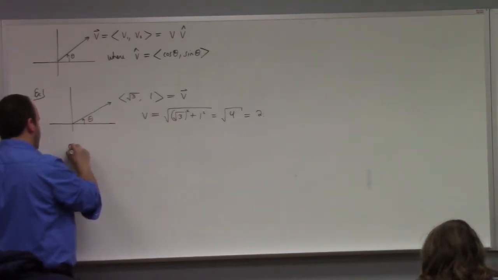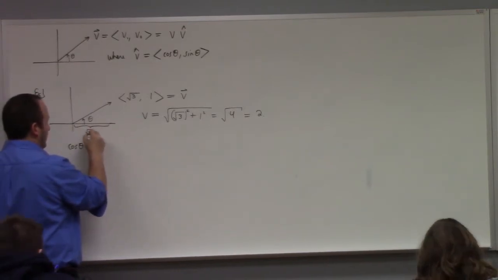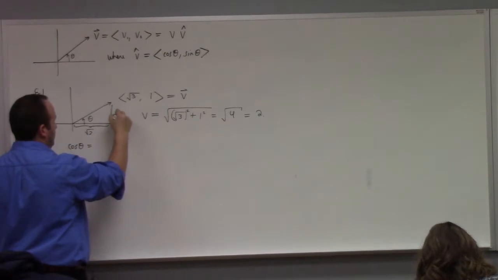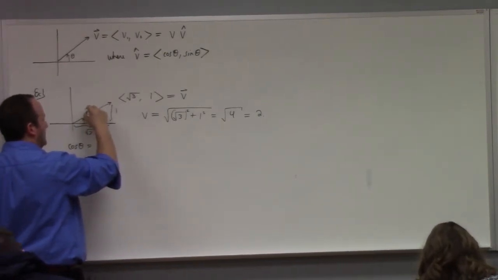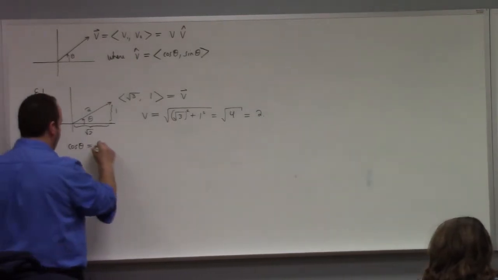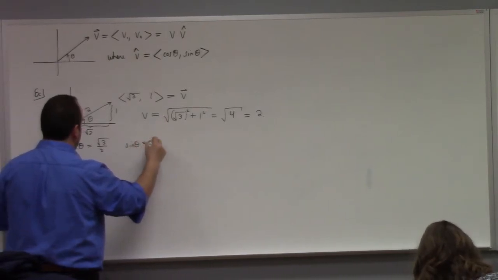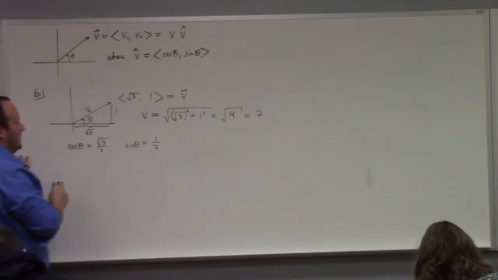And so what do we have? We have cosine of theta. So this distance here is the square root of 3. This distance is 1. The hypotenuse has length 2. So cosine theta is what? It's square root of 3 over 2, yeah? Sine theta is what? 1/2 in this case. Can you guys tell me what theta is?